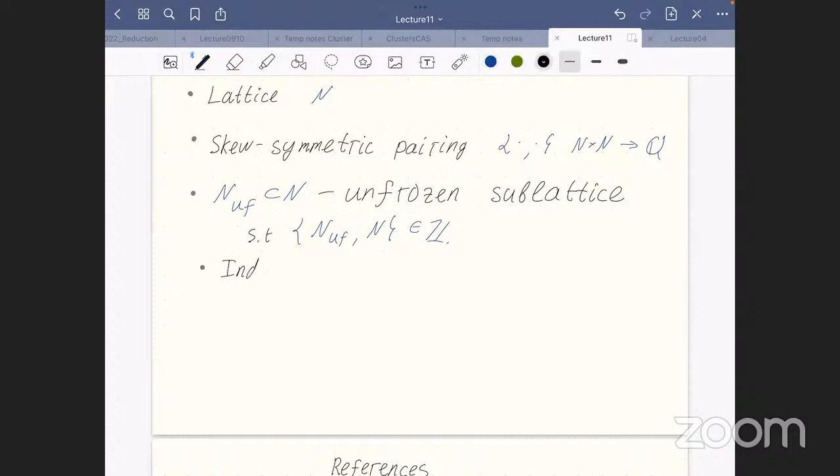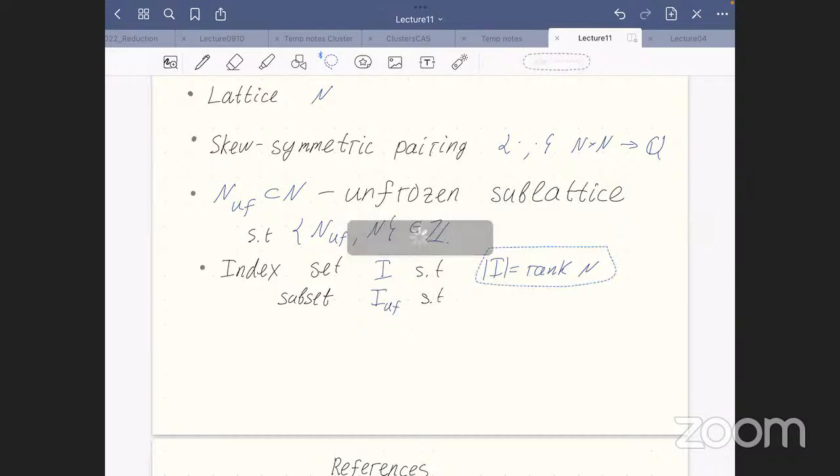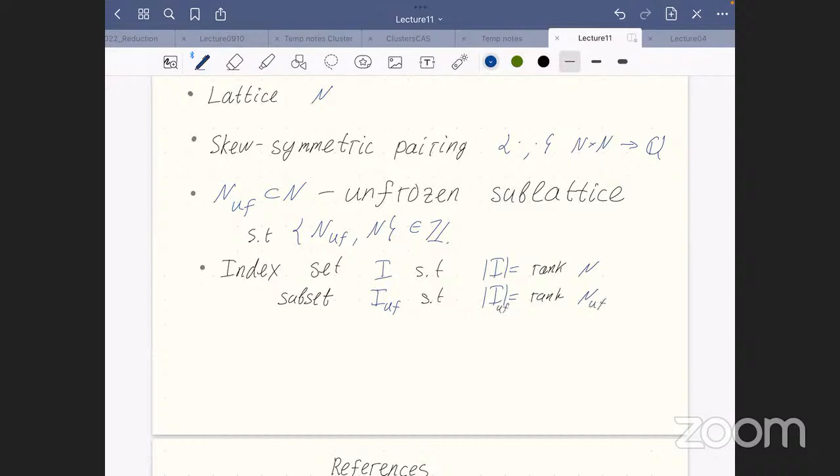We will have a fixed index set I such that its cardinality is equal to the rank of N. And we have a corresponding subset I unfrozen, whose cardinality is equal to the rank of the unfrozen sublattice. Usually it will be just some set of numbers from 1 to n, the numbers of the vertices, frozen and unfrozen. And I also keep the notation m, which is home from entries.